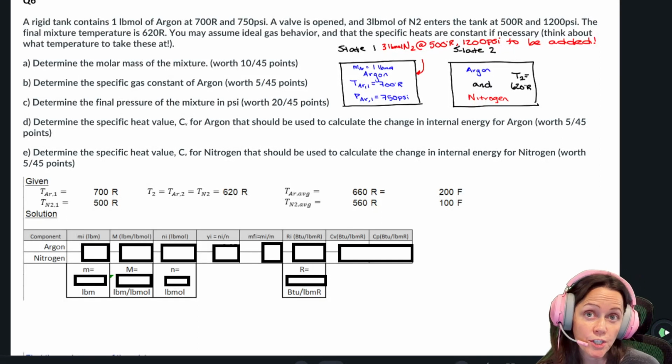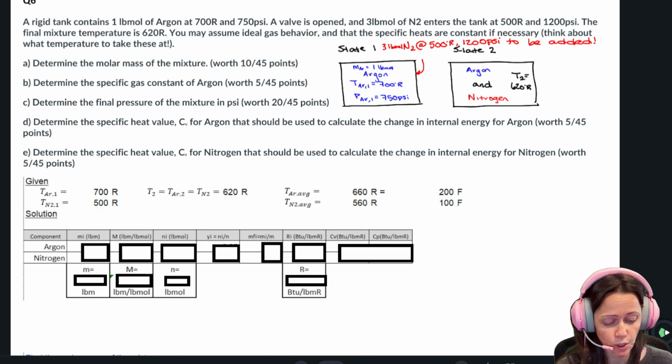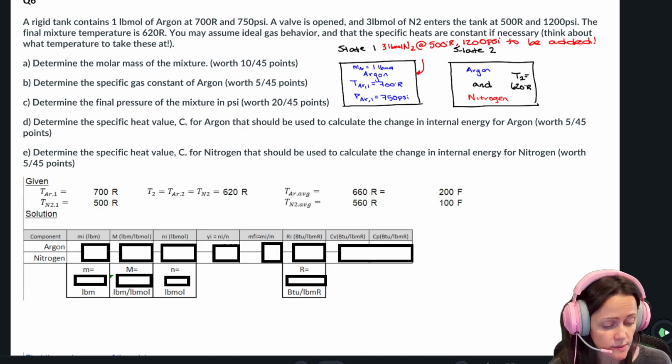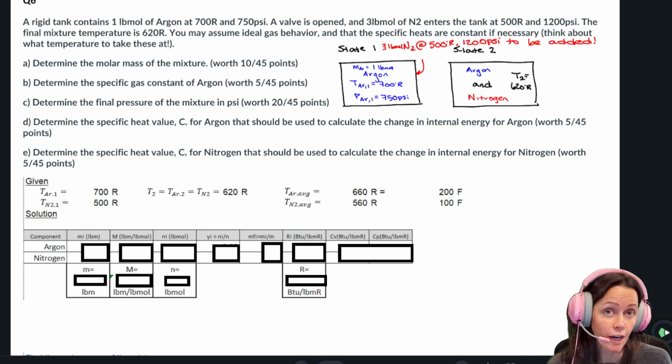All right, so this is question 6 of the practice test. We have a rigid tank that contains 1 pound mole of argon at 700 degrees Rankine, 750 psi, and then we open a valve and we add some nitrogen. So we've got 3 pounds of nitrogen that comes in at 500 degrees Rankine and 1200 psi.